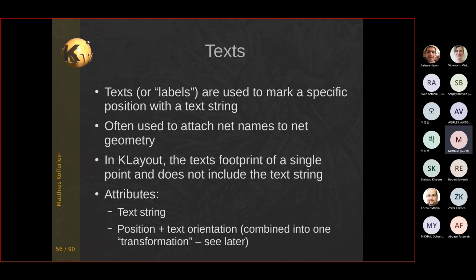Texts are funny objects, by the way. They are not meant to produce something on a mask or on the wafer, but they are usually used to mark a certain location inside your layer. And quite often they are used, for example, to attach net labels to a layer. So, for example, if you generate a layout, then it's often useful to designate.